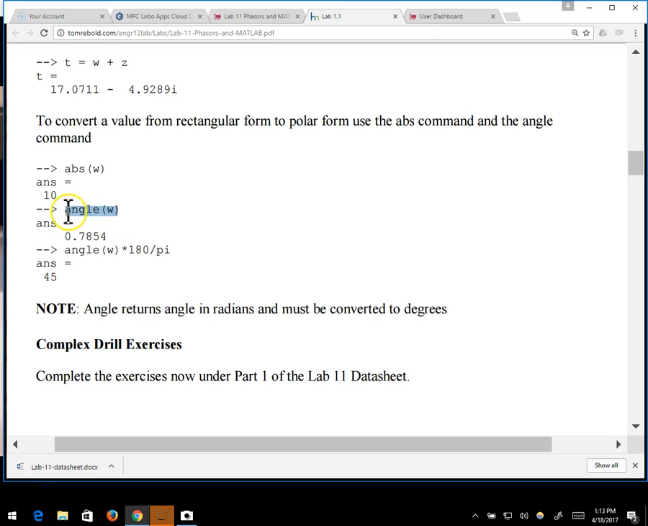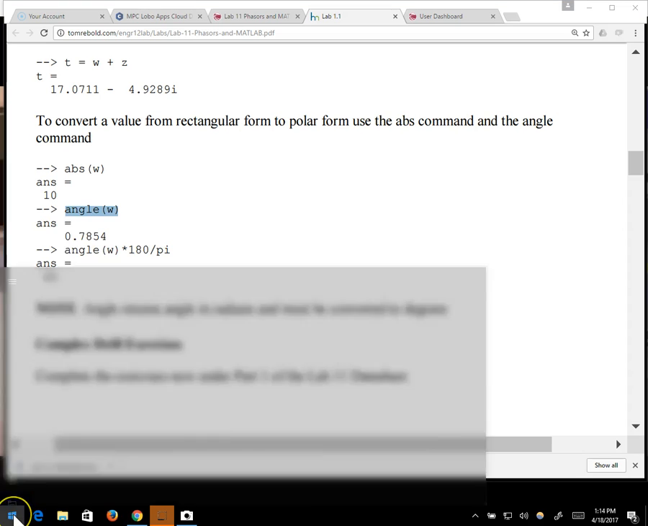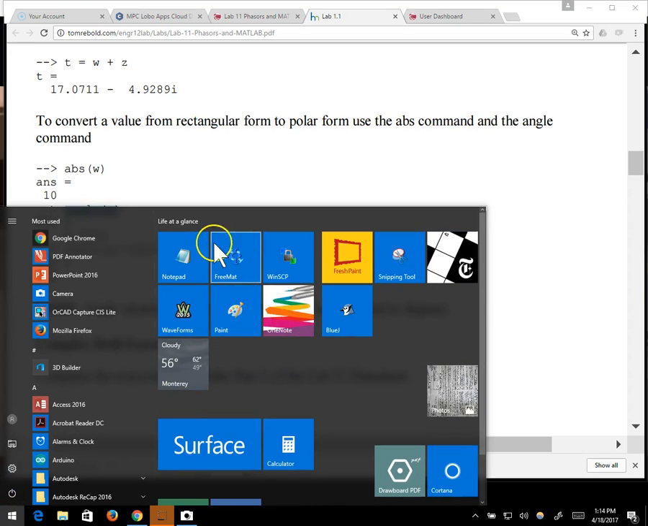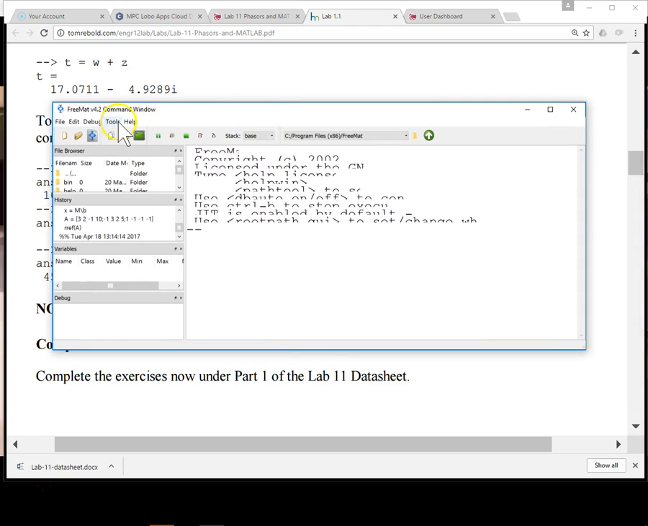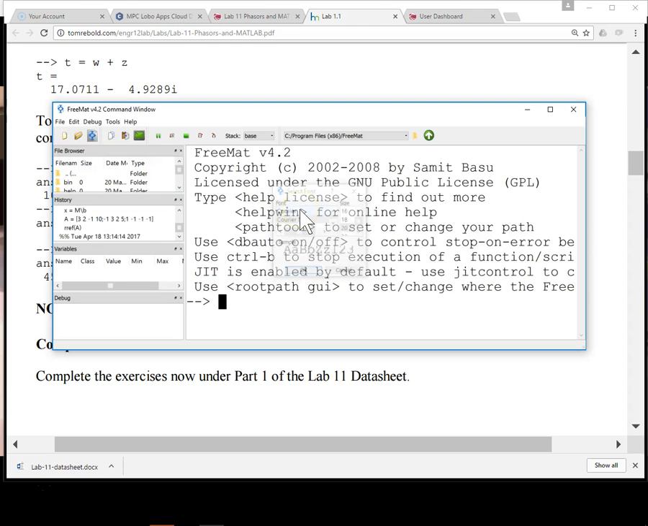And the angle function gives you the angle in radians, and it is a 4-quadrant angle, like I mentioned in lecture, because of the arctangent function. If you just use the arctangent, here, let me show you this. I got to show you this. Preferences, font. Yes, I want my font to be readable.